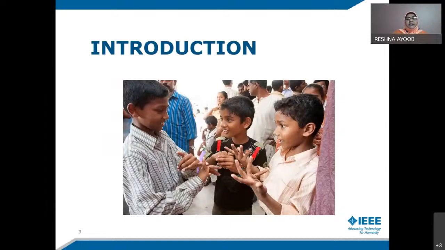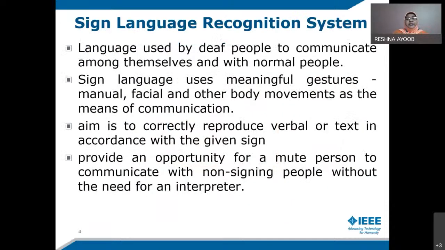Sign language is the language used by the deaf and mute persons all over the world. It is used to communicate among themselves and with normal people. Sign language usually uses meaningful gestures, that is the manual, facial, and other body movements as the means for communication. The main aim of a sign language recognition system is to correctly reproduce verbal or text output in accordance with a given sign. This will provide the opportunity for a mute person to communicate with non-signing people without the need of an interpreter.